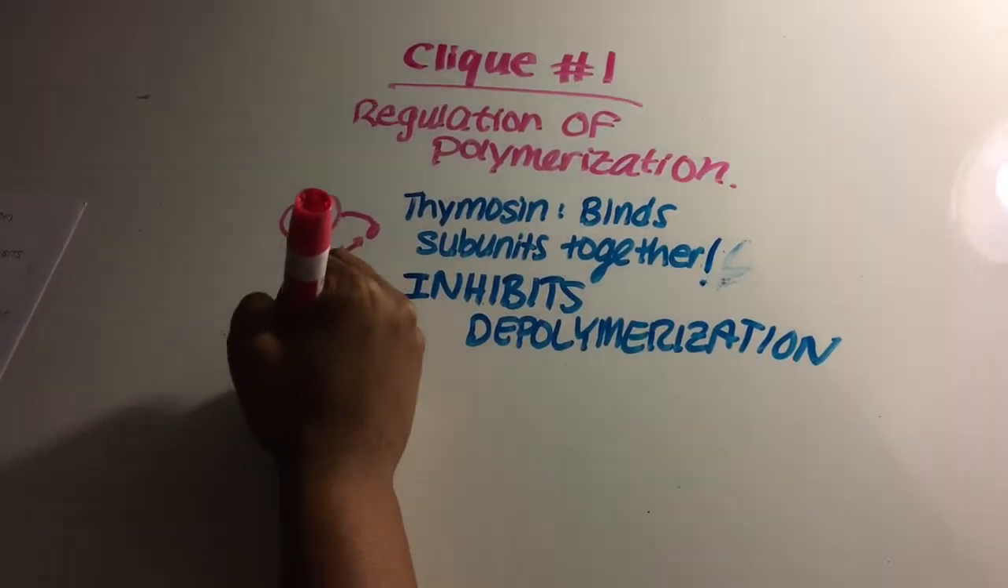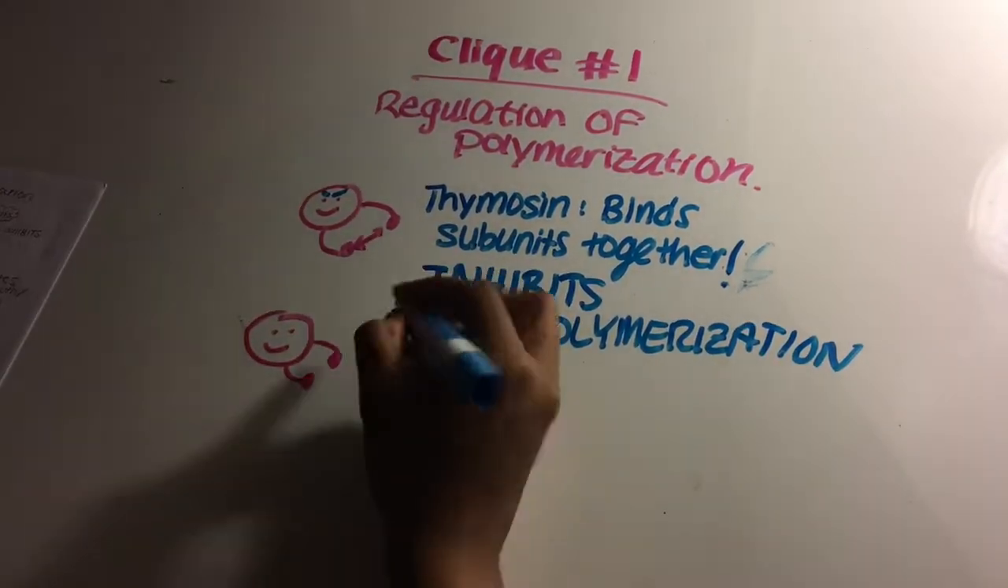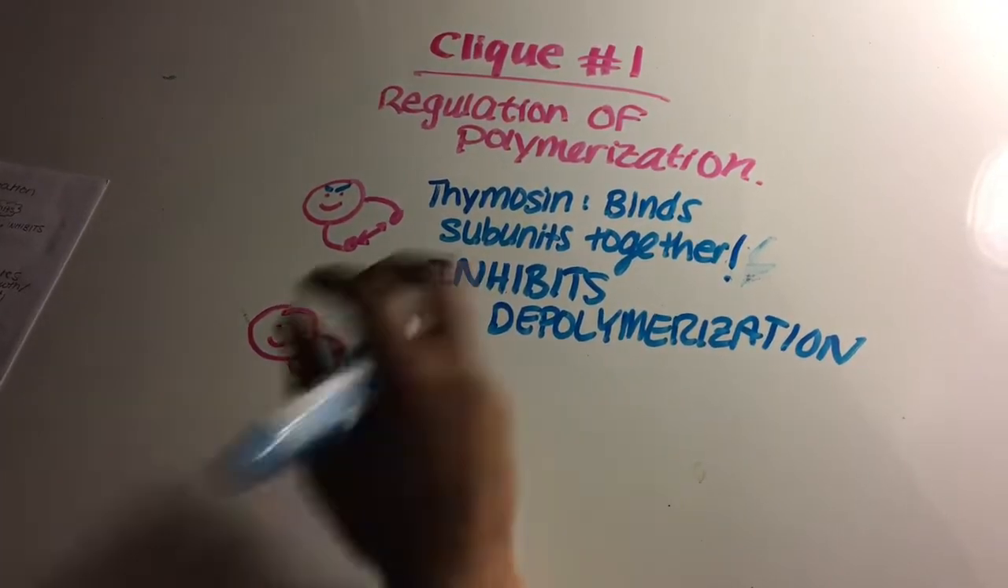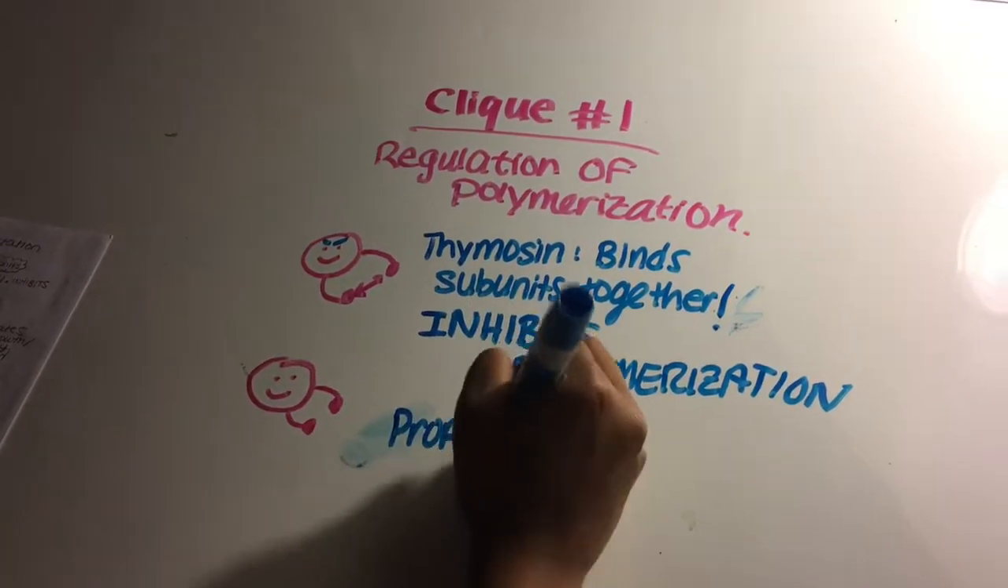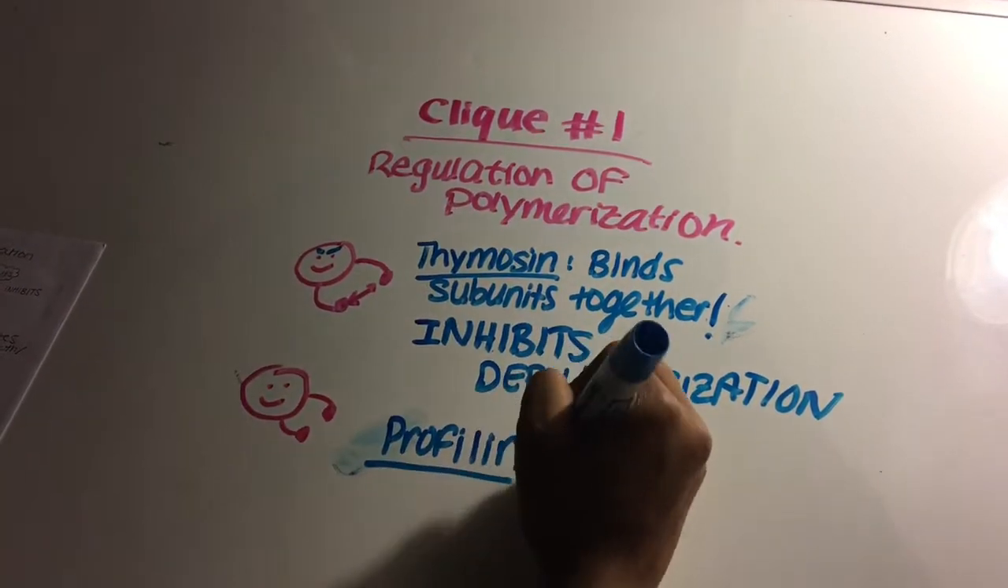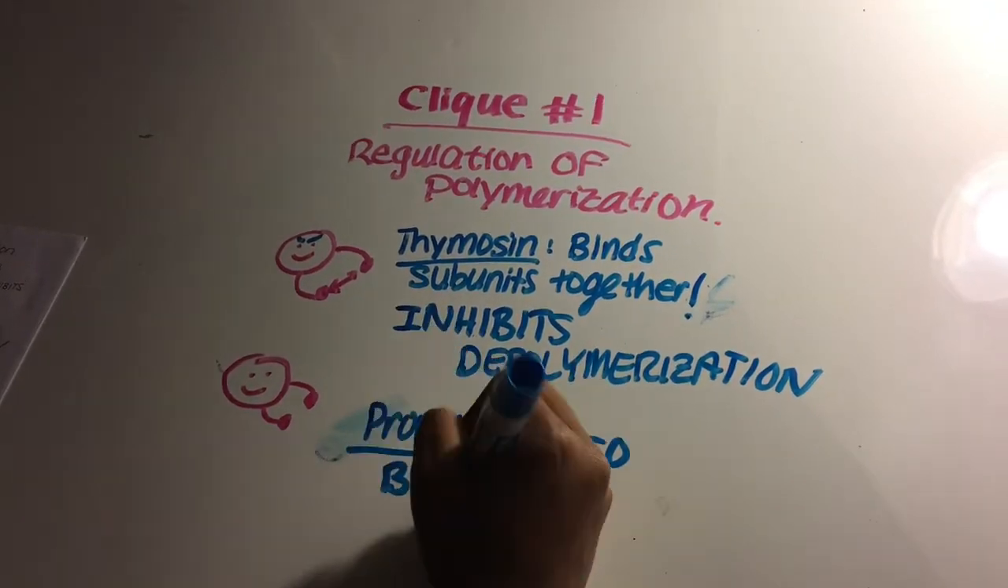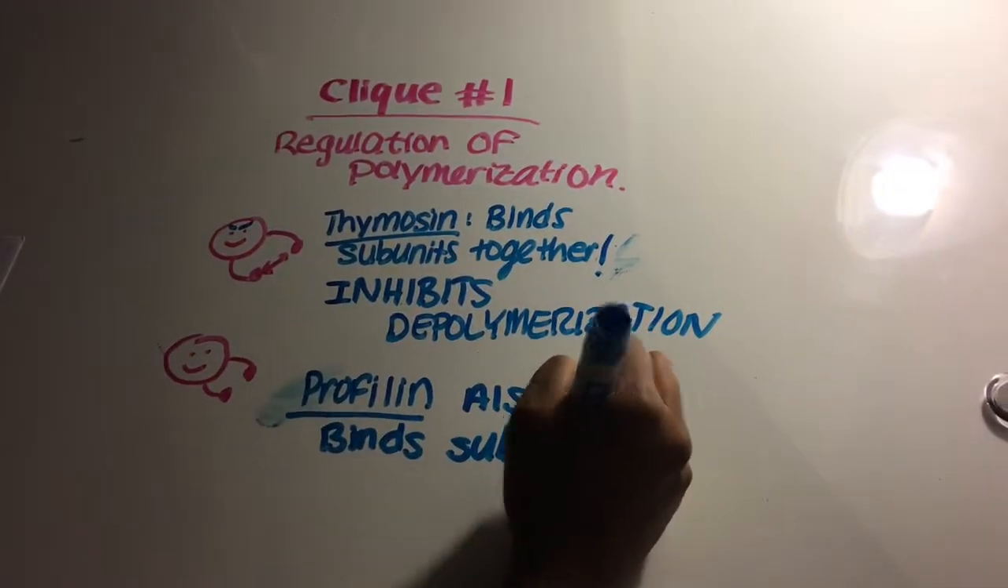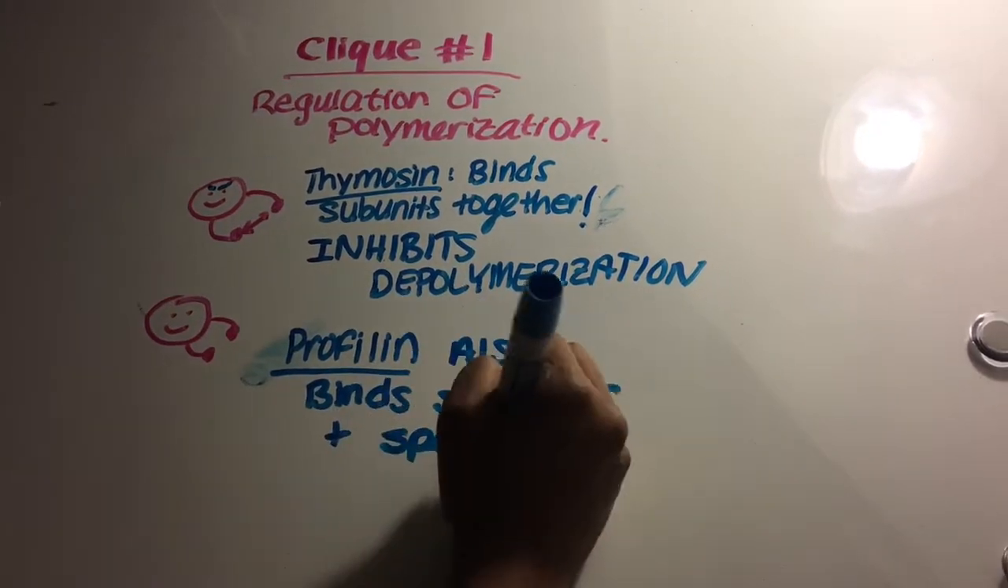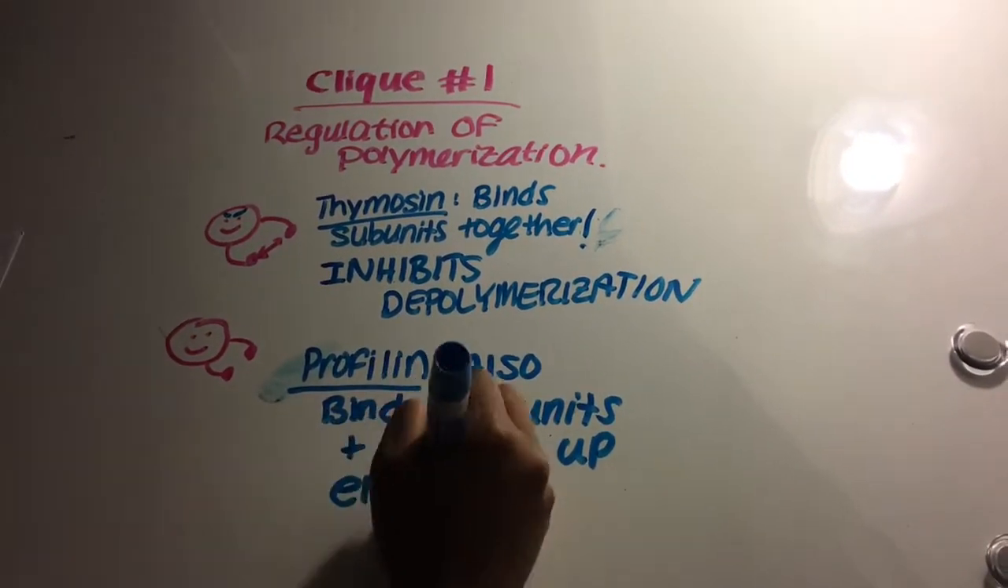The second protein that we're going to be talking about is profilin, and this one is sort of the same thing. It's also going to bind to subunits, and it sort of acts as a catalyst in that it's going to speed up elongation as well. Well, it's actually just going to do the opposite, and in this turn it's going to promote polymerization altogether.